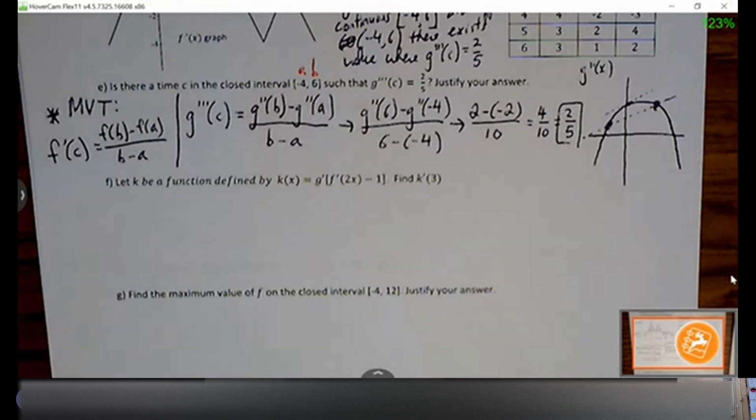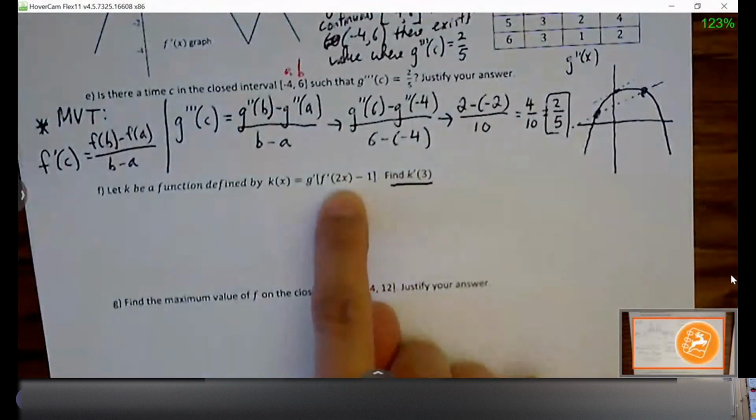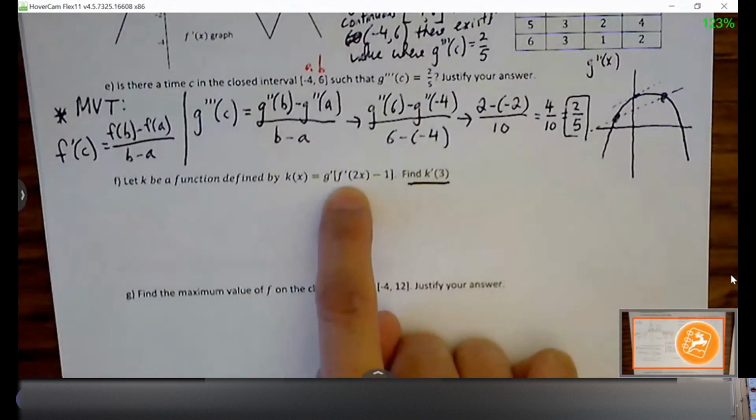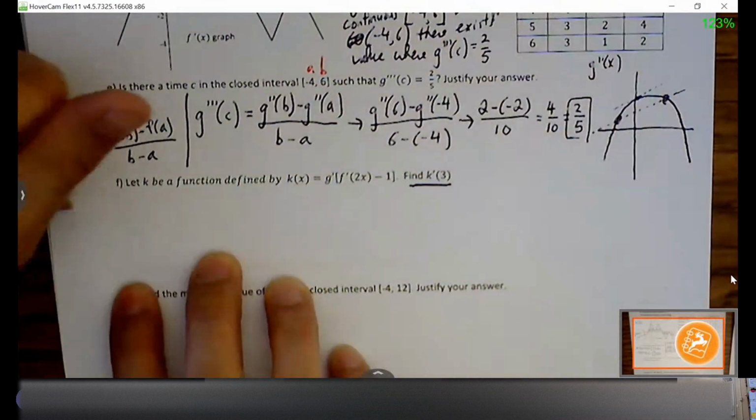Okay, part F. Let K be the function defined by K of X. Find K prime of 3. So we need to find the derivative. Now, if you look, this is not product rule, right? This is a function within a function. We got to go through chain rule here.